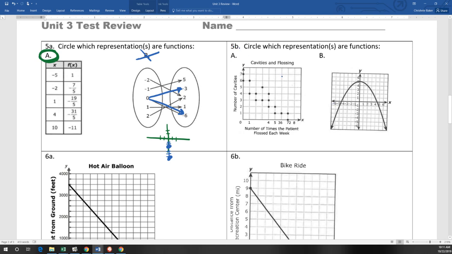Okay, over here, 5B. Right here, right here, right here, right there. All those points, we are failing the vertical line test. So we're going to go, no, not a function there. And then here, we are totally fine. Vertical line test, we are passing every point on that graph.